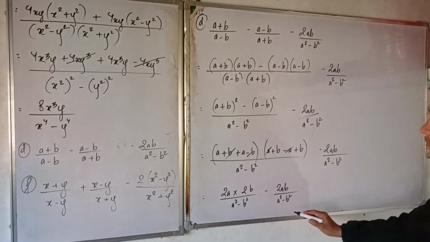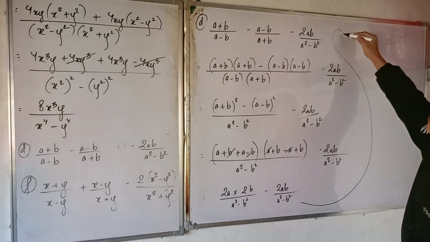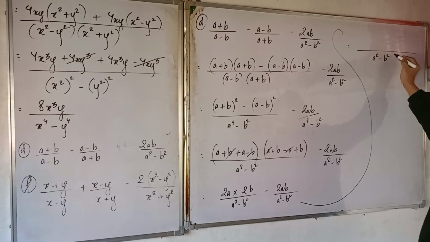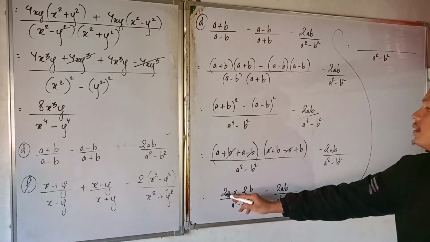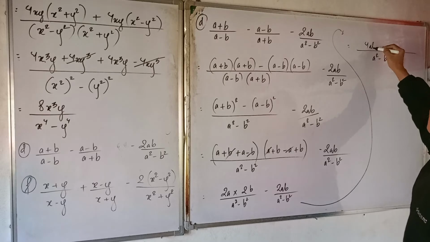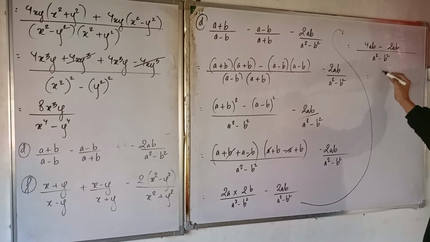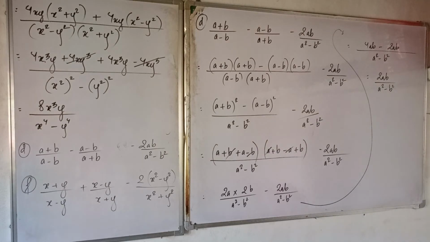The denominator is the same. Since the denominators are the same, you can just directly operate that part. So a square minus b square. Now 2 times 2, 4ab, it becomes 4ab minus here is 2ab. Since they are like terms, they can be operated. Now 4ab minus 2ab, 2ab, over a square minus b square. This is the answer for the 7D. Okay, it's way easier than the previous one. Now without delay, let's move on to the number 7F.